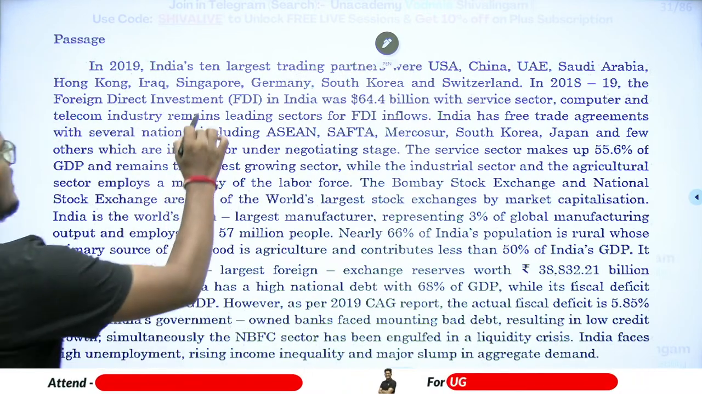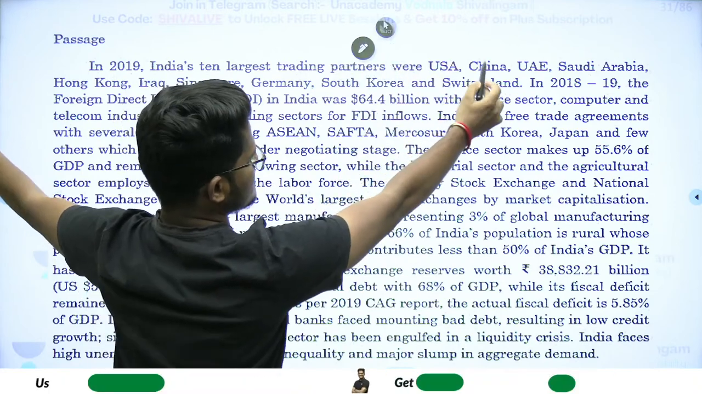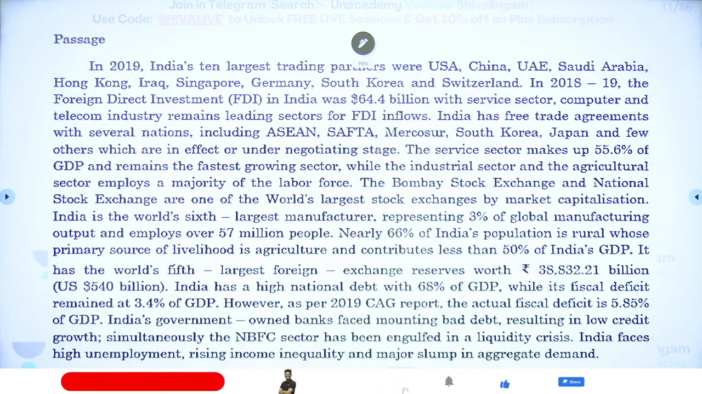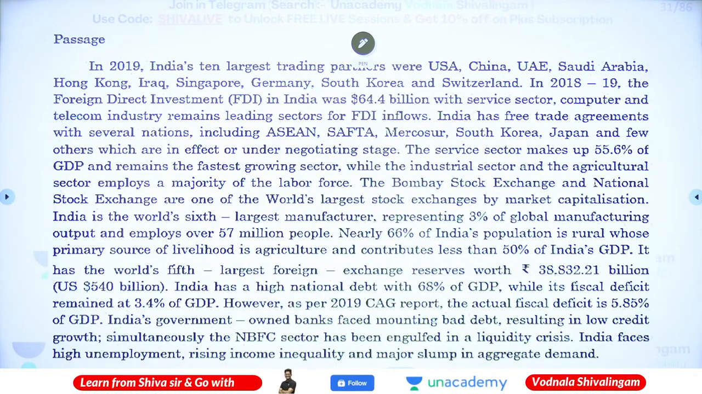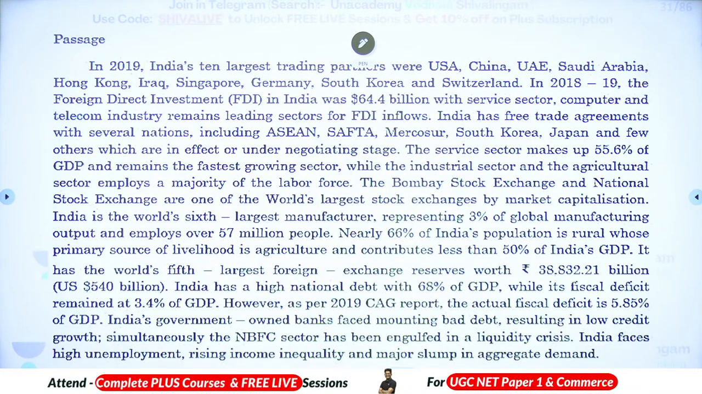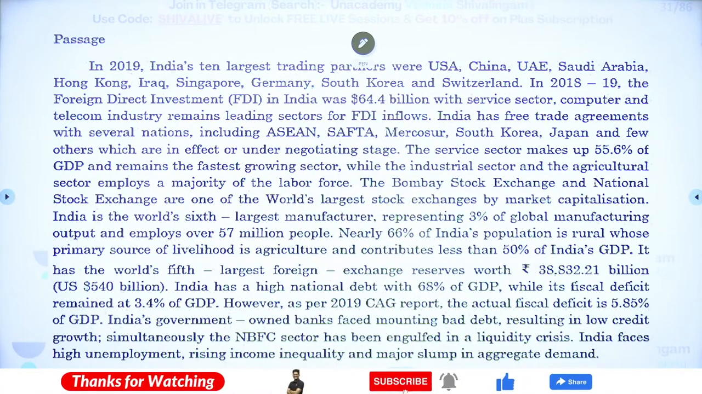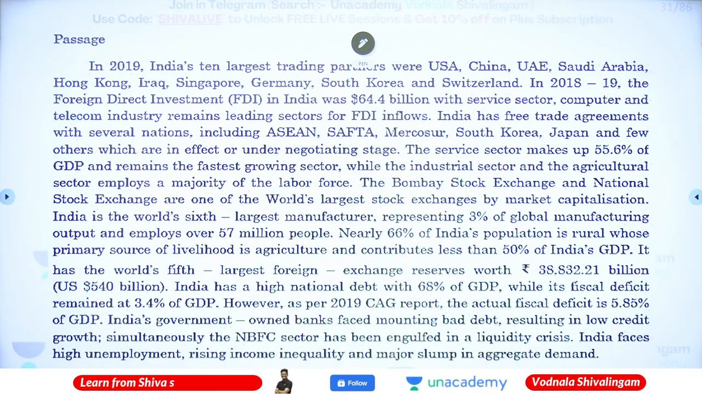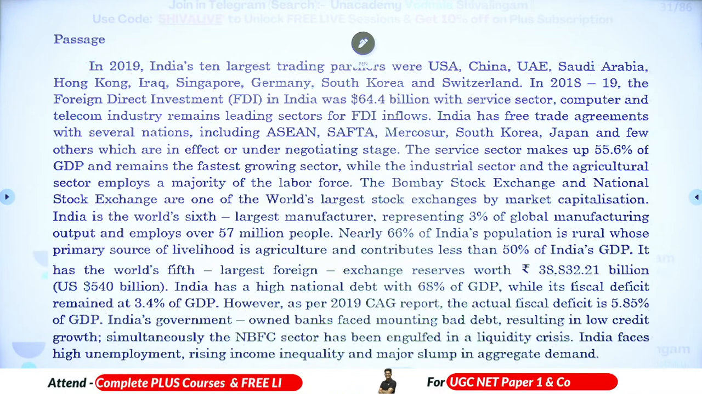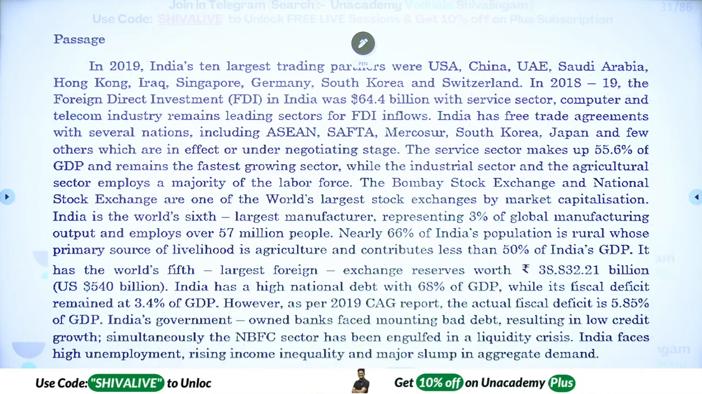So here, in 2019, India's 10 largest trading partners were USA, China, UAE, Saudi Arabia, Hong Kong, Iraq, Singapore, Germany, South Korea, Switzerland. All these are the 10 largest trading partners of India. In 2018-19, the foreign direct investment in India was 64.4 billion, with the service sector, computer and telecom industry remaining leading sectors for FDI inflows. India has free trade agreements with several nations, including ASEAN, SAFTA, Mercosur, South Korea, Japan, and a few others are under negotiation. The service sector makes up 55.6% of GDP and remains the fastest growing sector, while the industrial and agriculture sectors employ a majority of the labor force. The Bombay Stock Exchange and National Stock Exchange are among the world's largest stock exchanges by market capitalization.